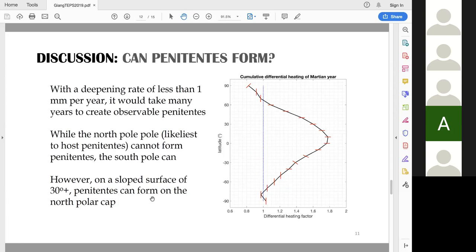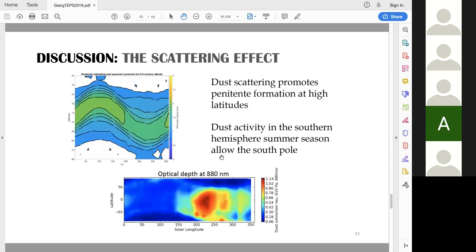However, when you have a sloped surface of 30 plus degrees, penitentes can form not just on the North Polar cap, but pretty much anywhere. An important factor is the scattering effect. Here I've got the contour plot of the scattering case, and this shows where penitentes can form.